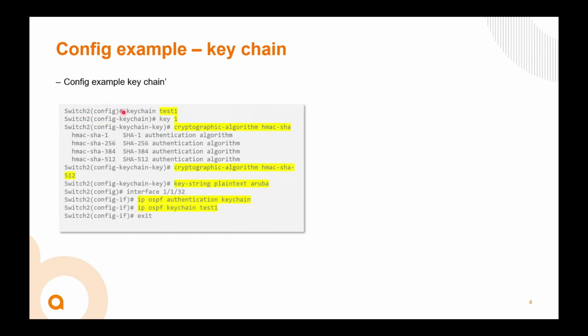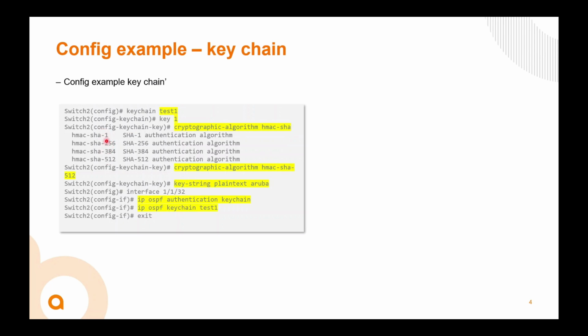And we have the same enhancements in the keychain. So here's a quick CLI summary of what we can do in the keychain. I'm creating a keychain called test1. I'm giving a key ID of key1. I'm now looking to use a cryptographic algorithm, and I've selected HMAC SHA. If I dropped this prefix here, we'd get MD5 as an option as well as the HMAC SHA options. But I want to go for the HMAC SHA in this example.